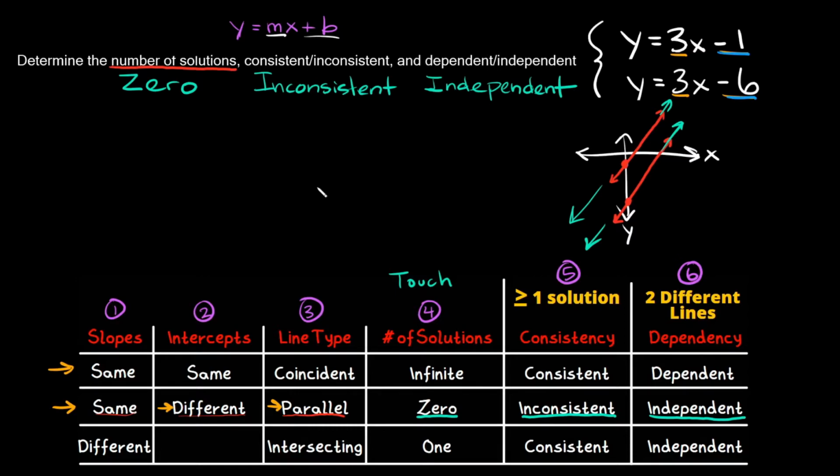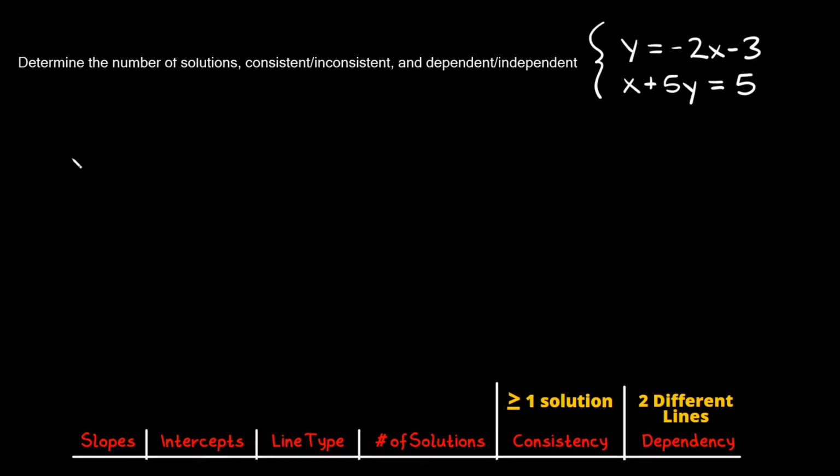Let's do another example. Here is our second example. It says determine the number of solutions, if it's consistent or inconsistent, and if it's dependent or independent. Here is our system: y is equal to negative 2x minus 3, and x plus 5y is equal to 5.